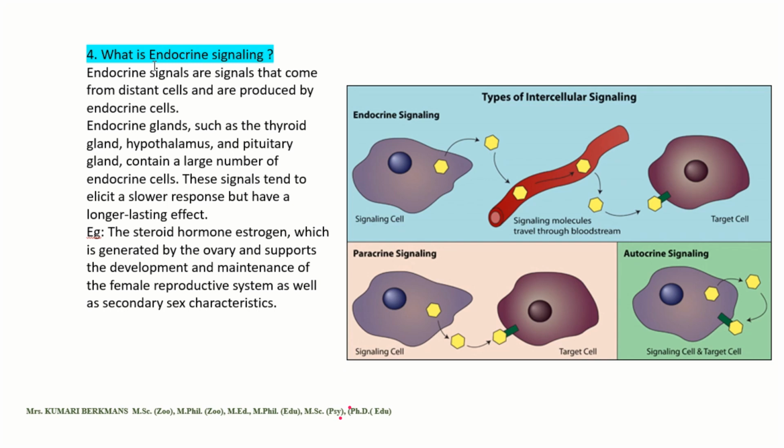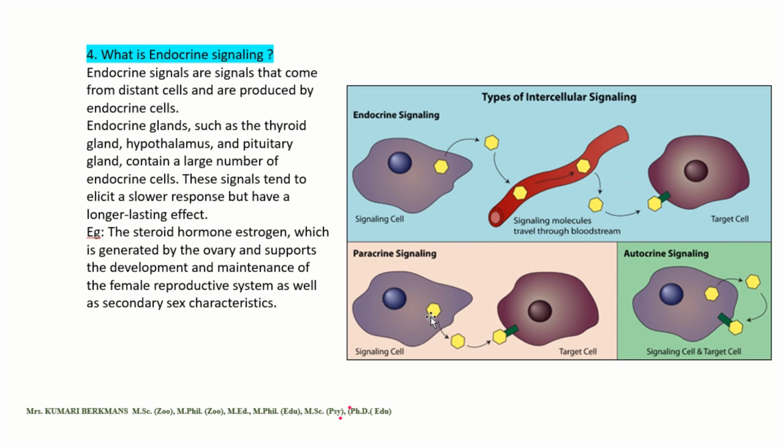Next one, what is endocrine signaling? Endocrine signaling, see, this is a gland, a glandular cell. For example, if you take the adrenal gland, the adrenal gland is releasing the hormone. That hormone is carried by the blood vessel and given to the target cell. The target cell is receiving this through the receptor and doing its function. So this is called endocrine signaling.